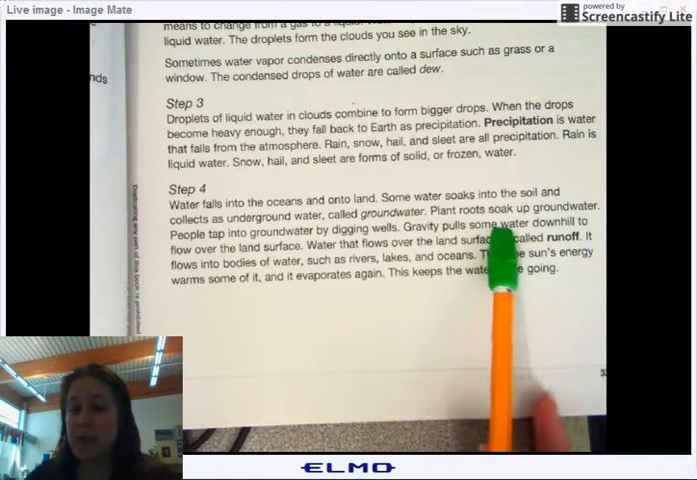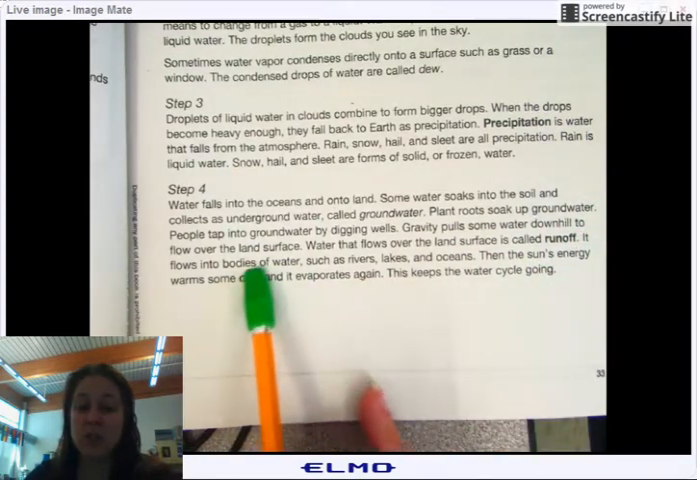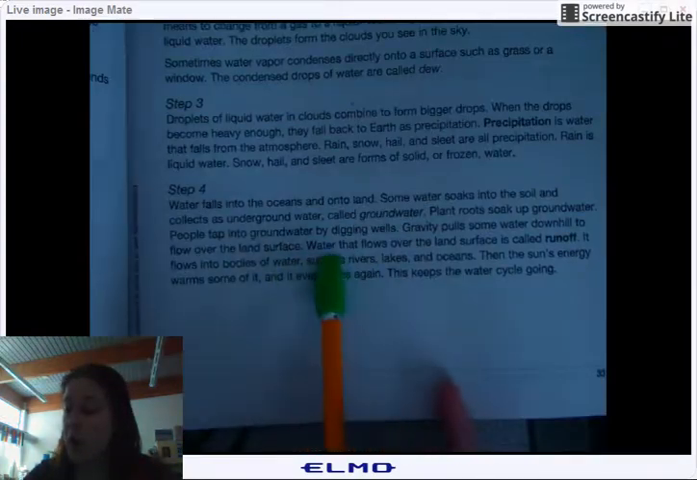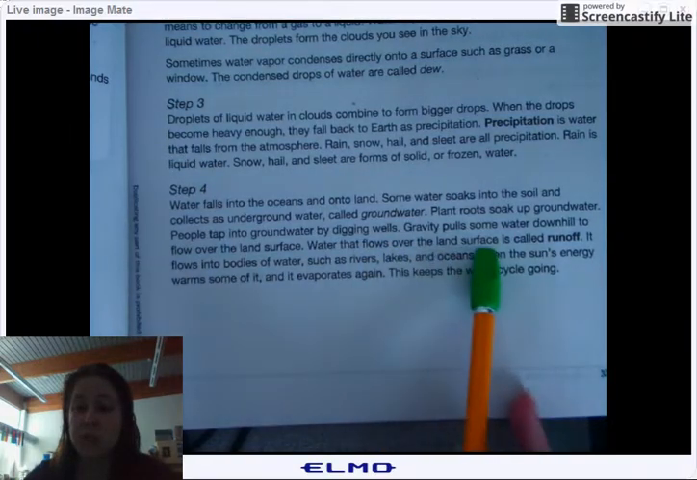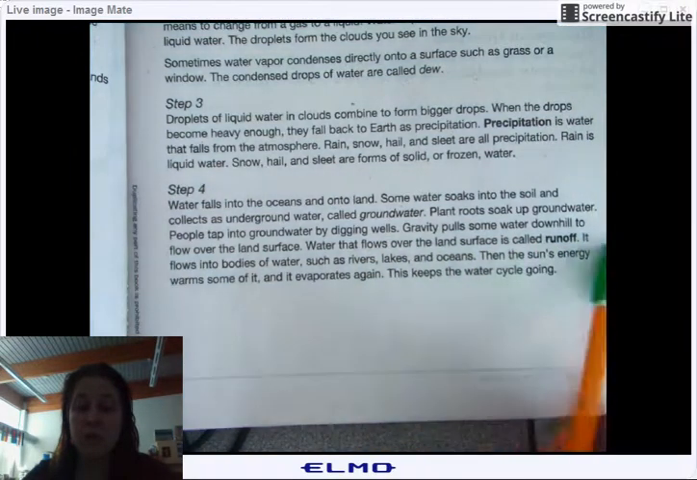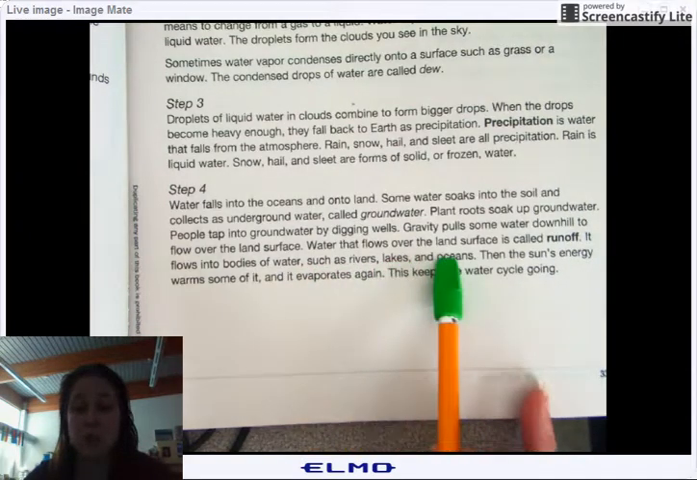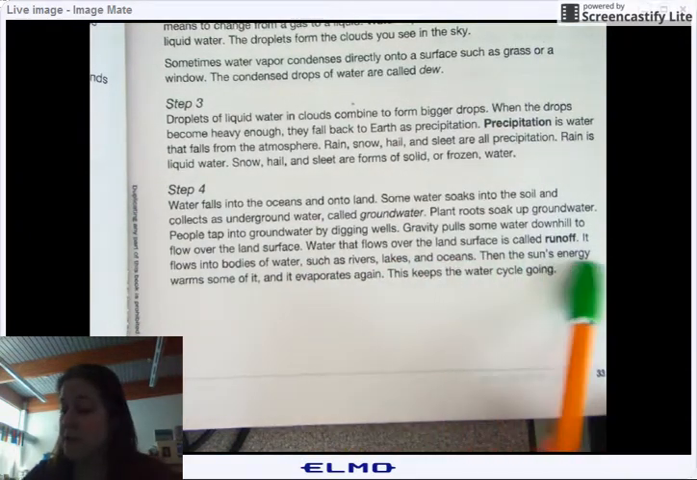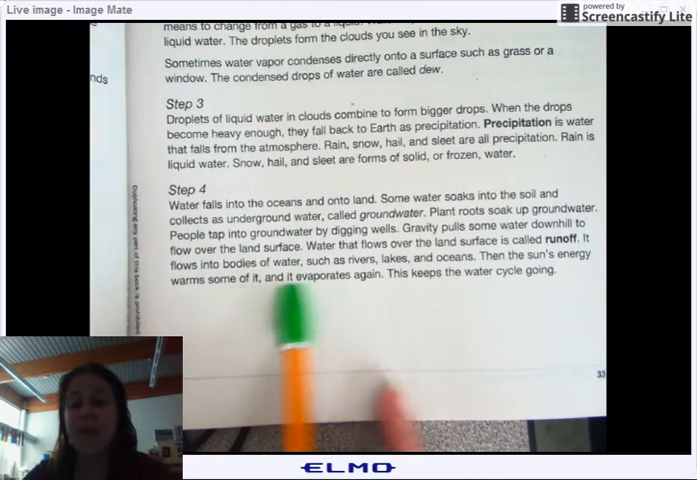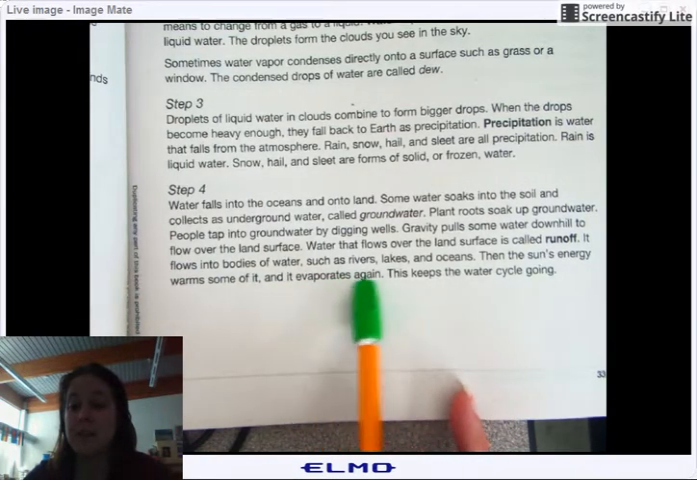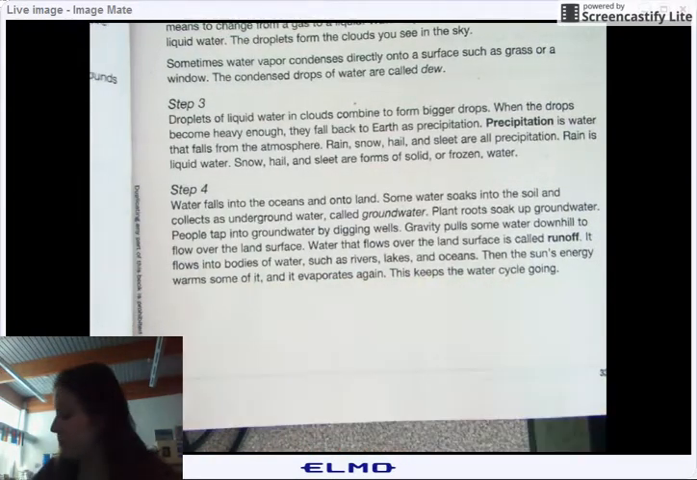Gravity pulls some water downhill to flow over the surface of land. Water that flows over the land surface is called runoff. It flows into bodies of water, such as rivers, lakes, and oceans. The sun's energy warms some of it, and it evaporates again. This keeps the water cycle going. So let's see if we can answer anything.